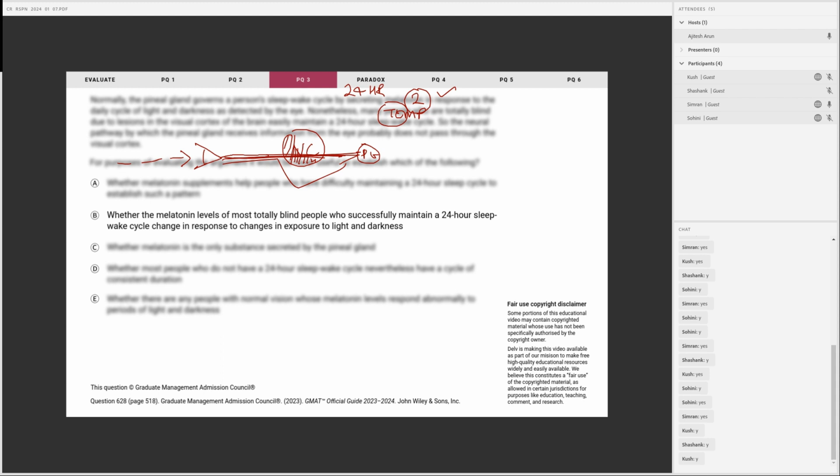I got it. Because the pineal gland is not doing anything, we don't care if the information gets to it or not. But if the pineal gland is activated, that means the information is getting to it, which means it is less likely that the pathway is passing through the damaged area and more likely that it is not passing through the damaged area. Final check, Simran.